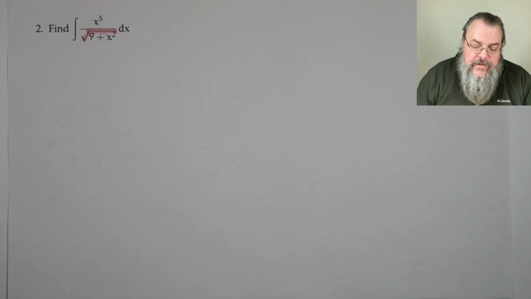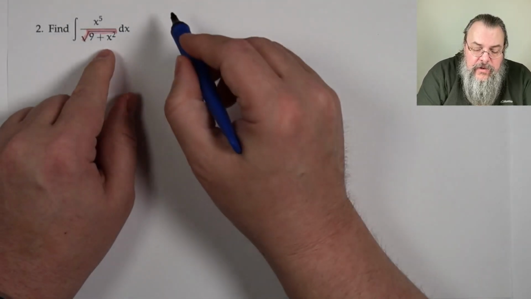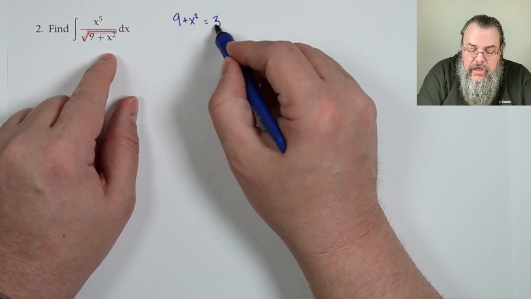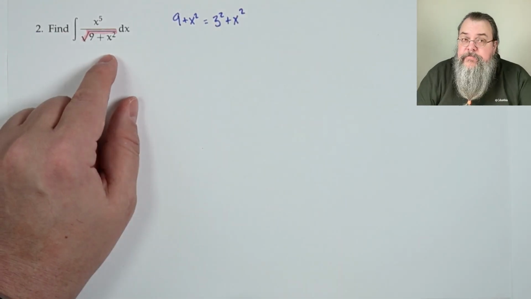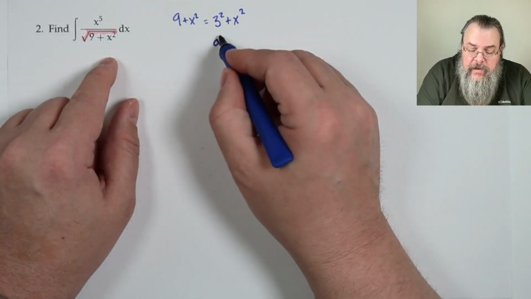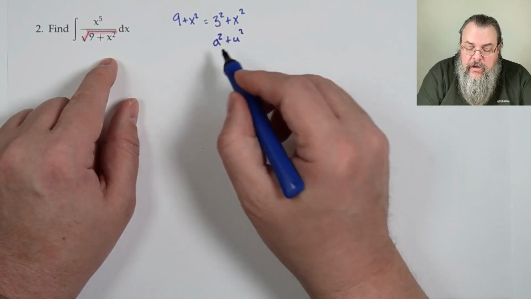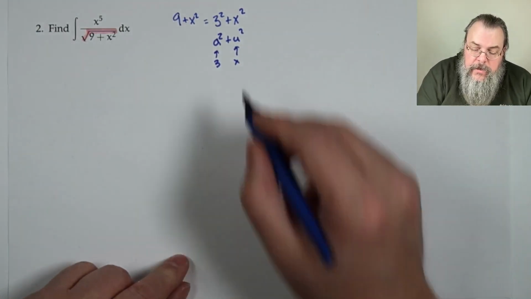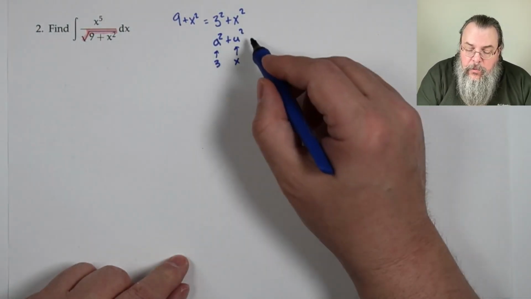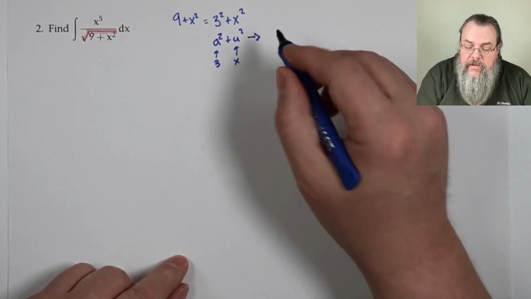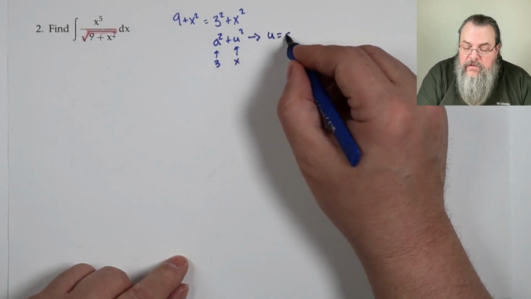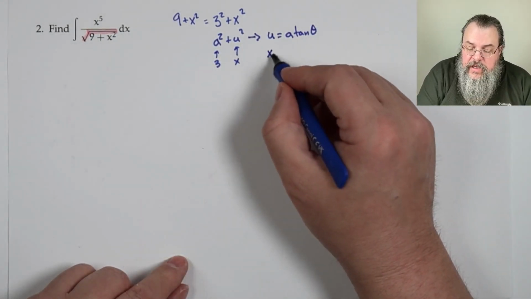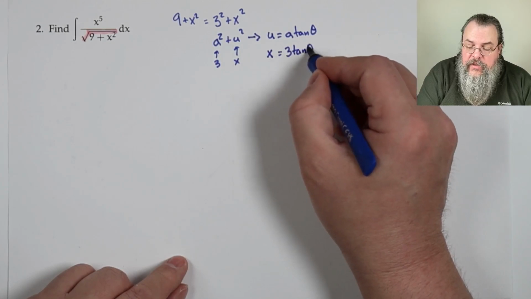Okay, so let's figure out what's going on here. Looking at what's on the inside, we have 9 plus x squared, or if you like, 3 squared plus x squared. That takes the form of a squared plus u squared, where a is 3 and u is x. That's a promising sign.